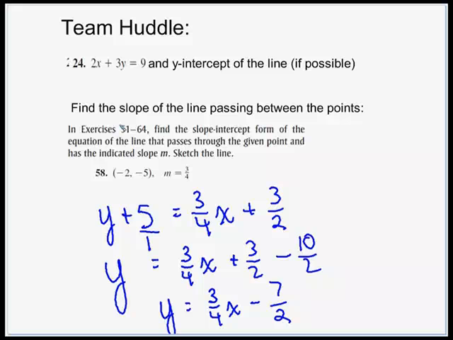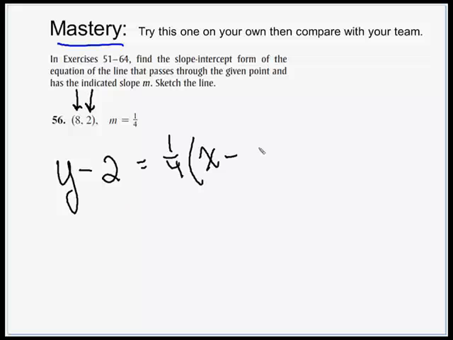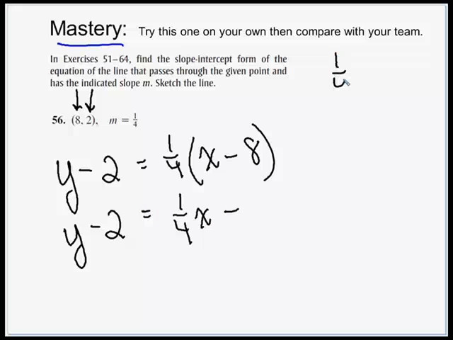Ooh, and we do have one more, next one over here, Team Mastery. Try this one on your own. Same type of problem. Put it in slope-intercept form, so it's the same thing as what we just did. Y minus this y coordinate 2 is equal to the slope m, 1/4, times x minus this x coordinate 8. So distribute the 1/4. Y minus 2 equals 1/4 x minus 1/4 times 8 over 1 is 8 over 4, and 8 divided by 4 is 2.